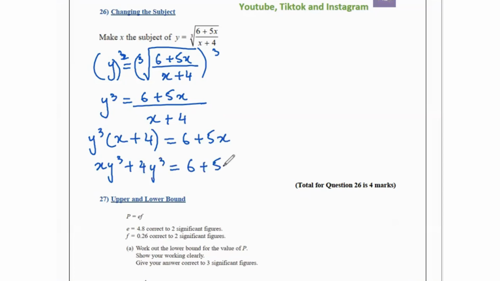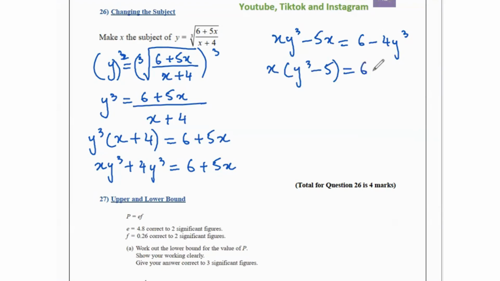Since we have to make x the subject, we collect all of the terms with x on one side. So xy cube minus 5x equals 6 minus 4y cube. x common, y cube minus 5 equal to 6 minus 4y cube. x equal to 6 minus 4y cube over y cube minus 5. That is the value of x in terms of y.